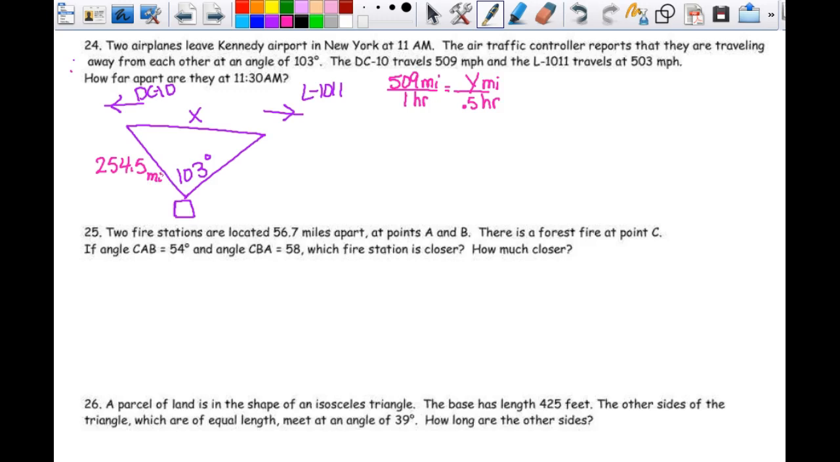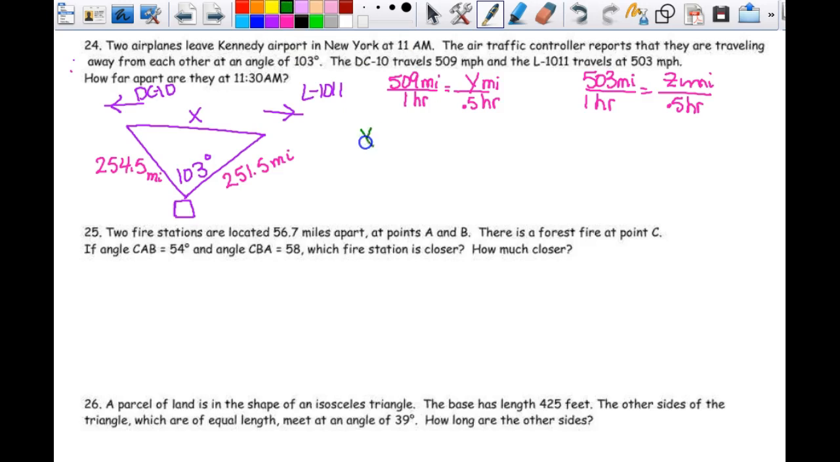So same thing works for the other one. That's 503 miles for every 1 hour. I want to know how far it's gone, so Z, miles in 0.5 hours. So same thing. I'm just dividing by 2, multiplying by 1/2. So half of 503 is going to be 251.5. So this is 251.5 miles. So now I have this side angle side going on. I can find that right there by using the law of cosines.